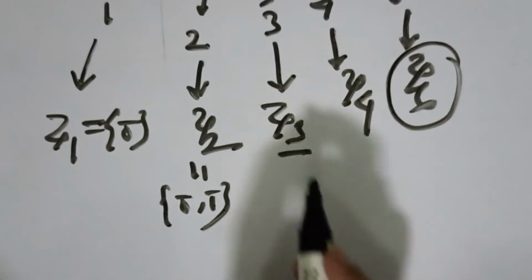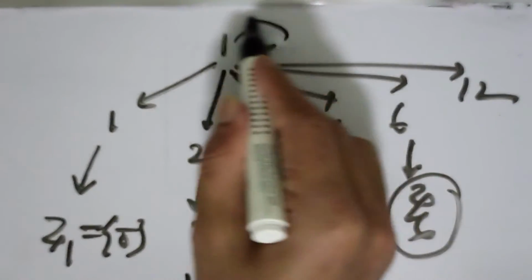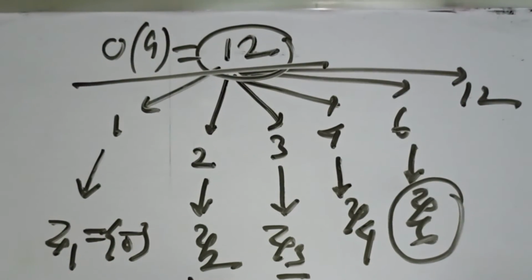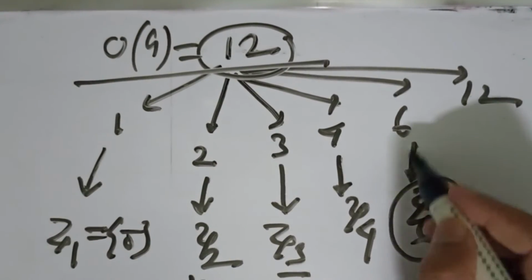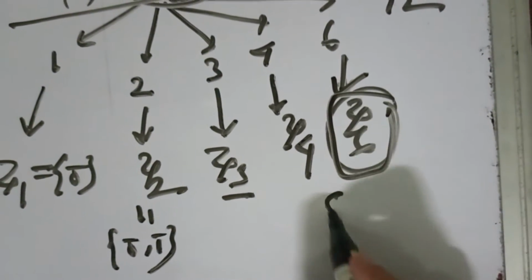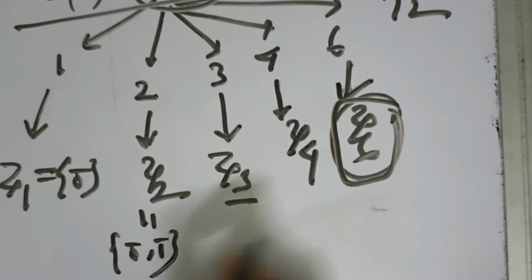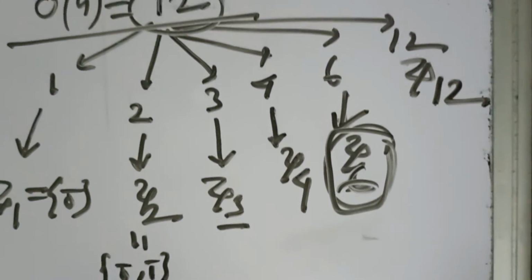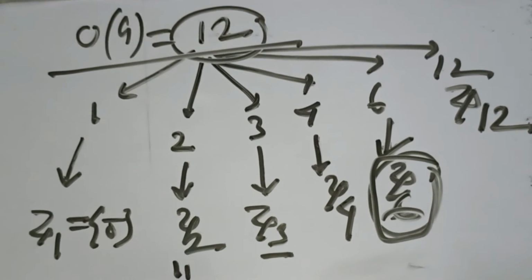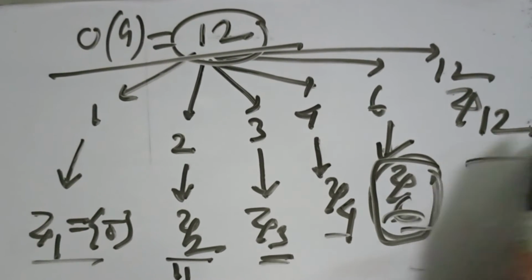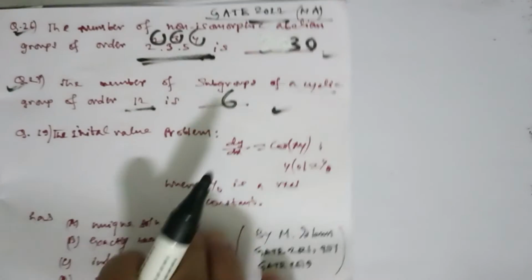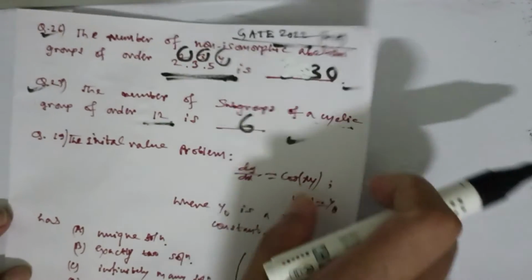It will be Z6 because we know a subgroup of a cyclic group is cyclic. Since the order of G is 12 and G is cyclic, all subgroups of it are cyclic. A subgroup of a cyclic group is always cyclic. So the order 6 subgroup will always be Z6, not S3, because S3 is non-cyclic. And the order 12 cyclic subgroup is Z12. The subgroups of G will be Z1, Z2, Z3, Z4, Z6, Z12. These are the 6 subgroups, the total subgroups of G. You have to mark only the answer in the exam, not the subgroups. Next question.